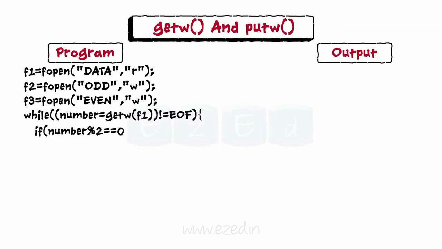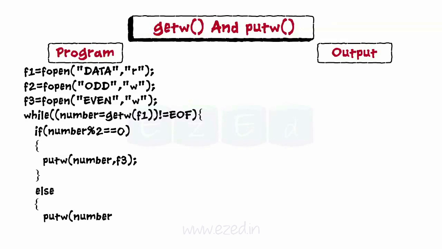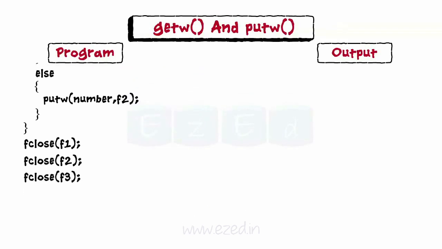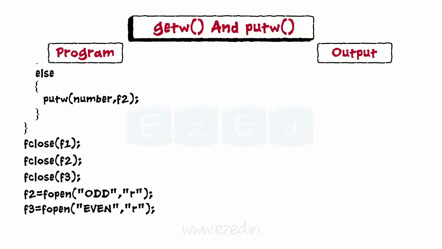If the number is divisible by 2, then it's an even number and placed in the even file pointed by f3. Else the number is placed in the odd file pointed by f2. After which we close all the three files. Then we open the even and odd files in reading mode.